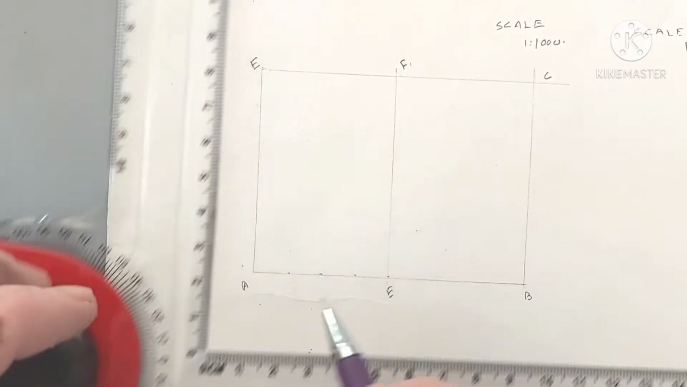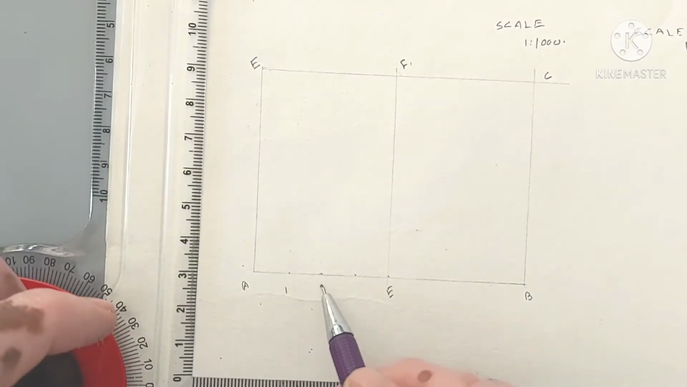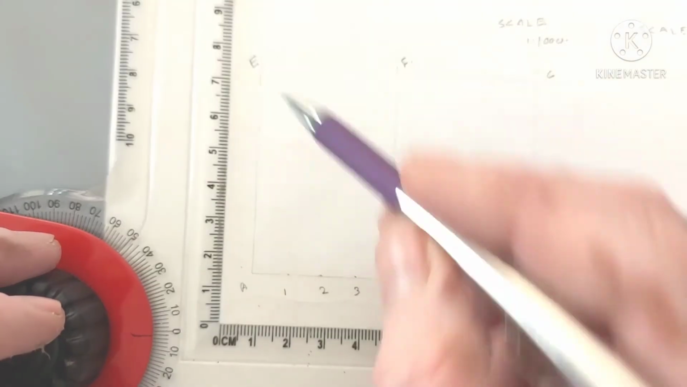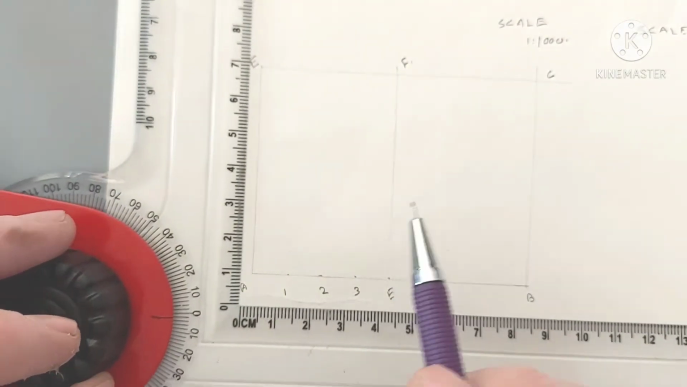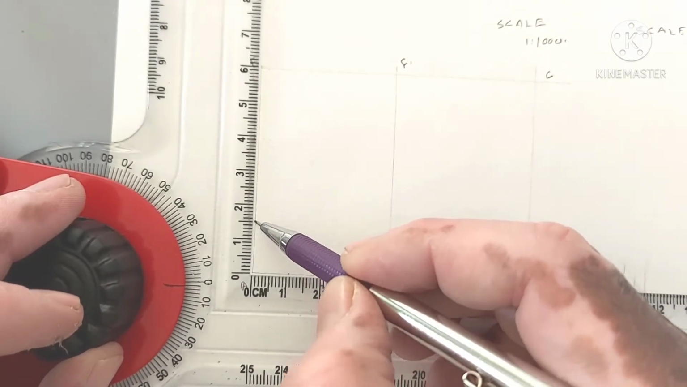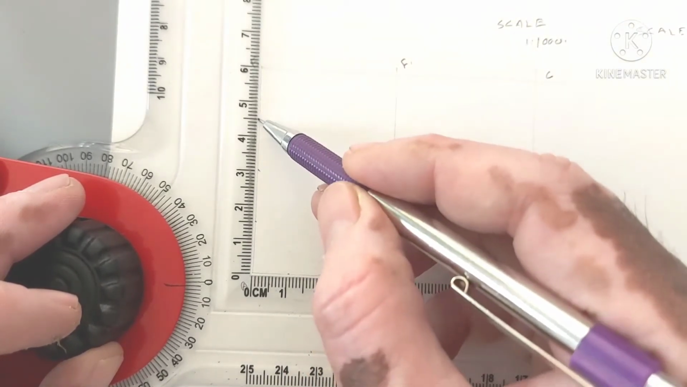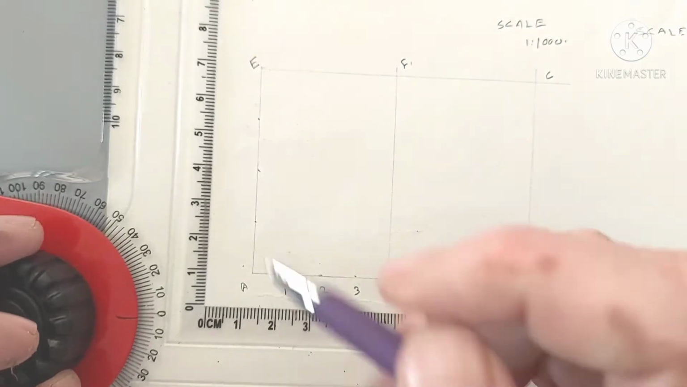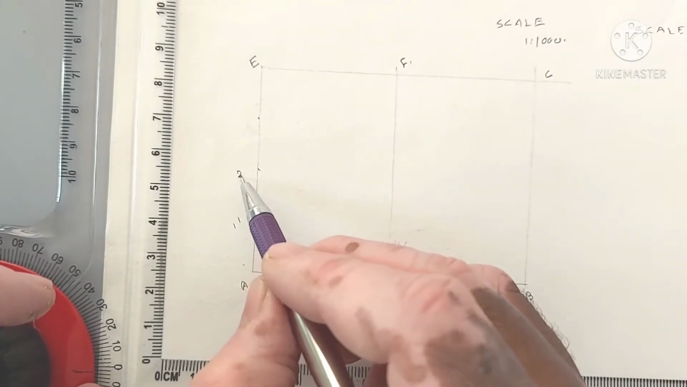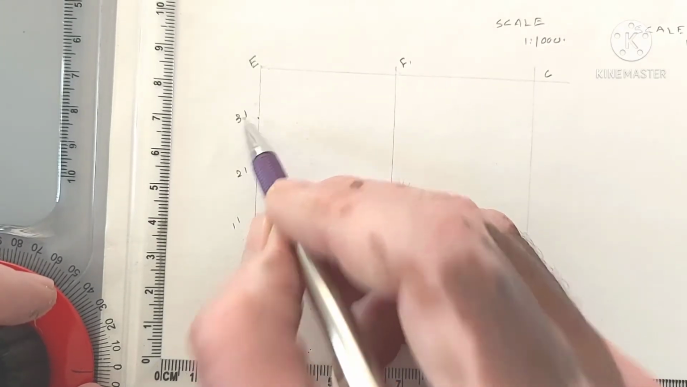10, 20, 30. So I am giving the numbers 1, 2, 3. Then divide this AD into the same number of equal parts, means 60 divided by 4, means this 15, 30, 45 and 60. So one part will be equal to 15 millimeter. So this 1 dash, this 2 dash and this 3 dash.